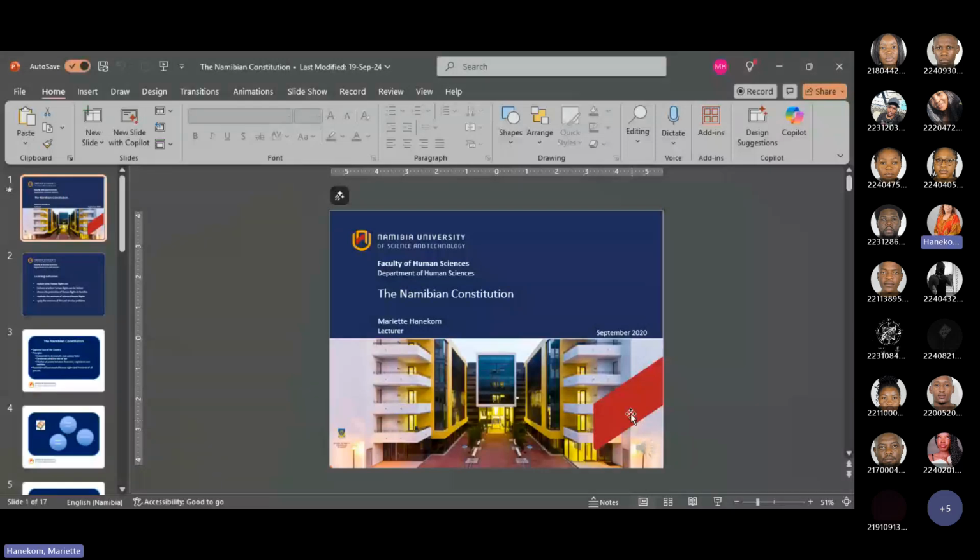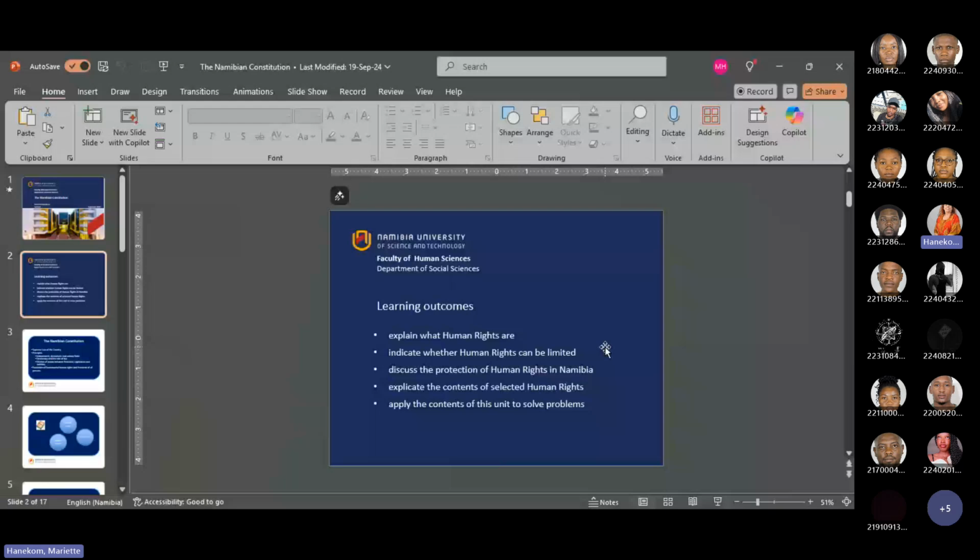So the Namibian Constitution, this is unit 1 of the study guide. That's your learning outcomes. I'm not going to read the learning outcomes to you. Learning outcomes are always useful once you've worked through a particular study unit. Always go back to your learning outcomes and check that you have met them.